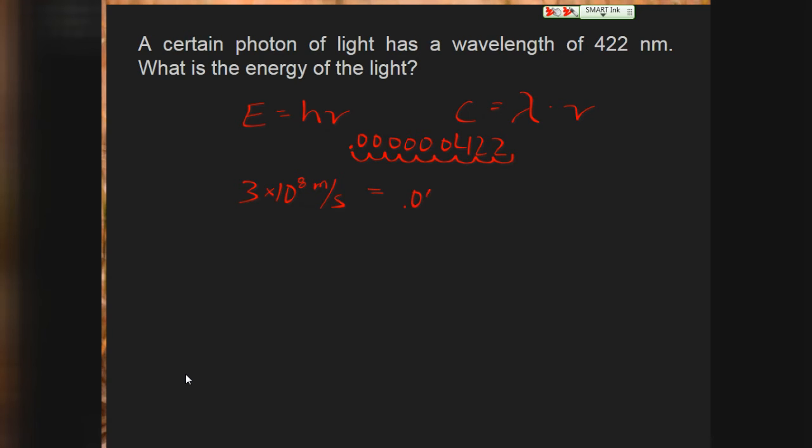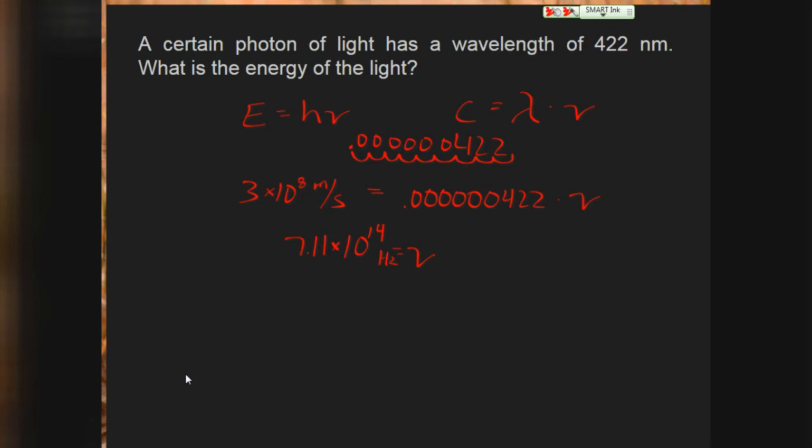So that's what I would plug into my equation to solve for frequency. After I do that, I can just type it in my calculator: 3 times 10 to the 8th divided by 0.000000422, and I get a frequency of 7.11 times 10 to the 14th. That would be hertz. The unit for frequency is hertz.